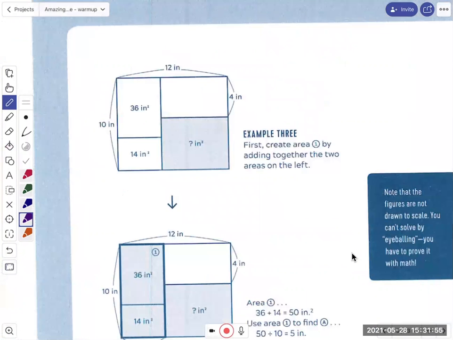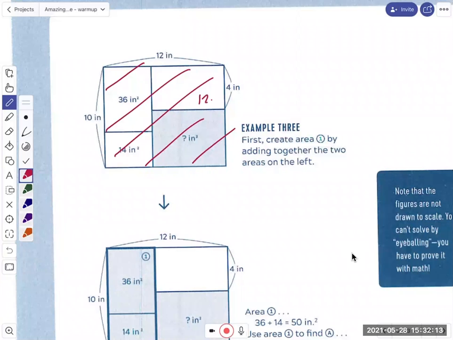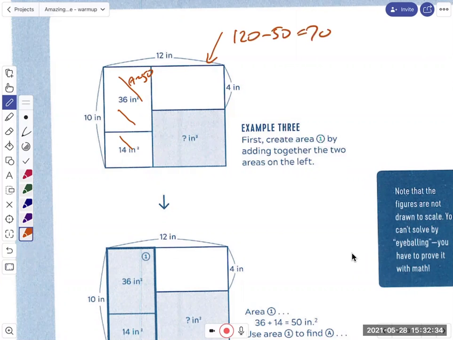Okay, let's look at example 3. Notice how in this one, you know what the total is. If we look at 12 by 10, we know the whole thing is 120. Then as we look at it, this area here is 36 plus 14, which is 50. So area equals 50. Then this area is 120 minus 50 equals 70. So we know that this area is 70.